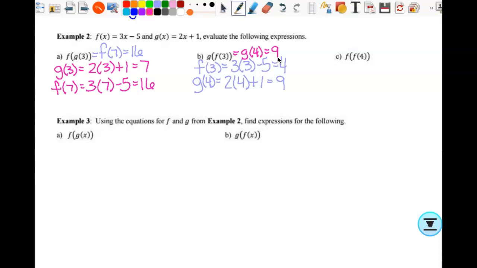Is it possible that we have two functions where they end up giving me the same answer? Absolutely, but that's not what's happening here, and it definitely doesn't happen every time. Okay, we good with that? All right. Let's look at C. So F of 4, you go ahead and find that one.